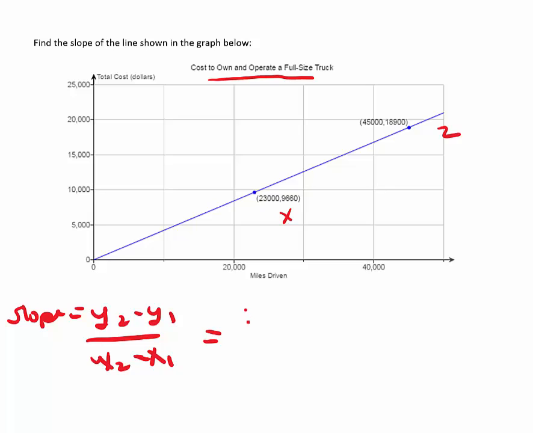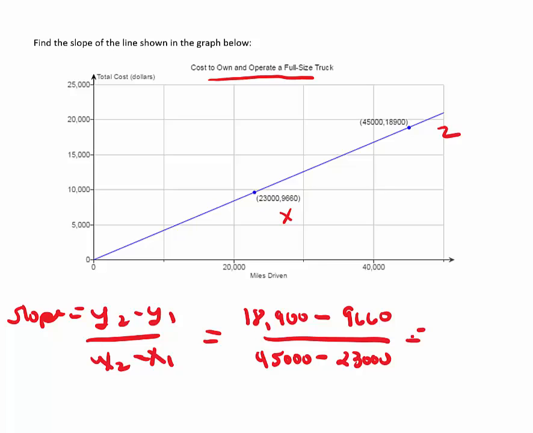So y2 here is 18,900 minus 9,660, the change in y, and then over the change in x, 45,000 minus 23,000. All right, so what do I get? In my numerator, I get 9,240 divided by 22,000. That's positive, and if I divide that, I get 0.42. What this is telling me is the cost in dollars per mile driven. So for every mile I drive my truck, it costs me 42 cents in context.